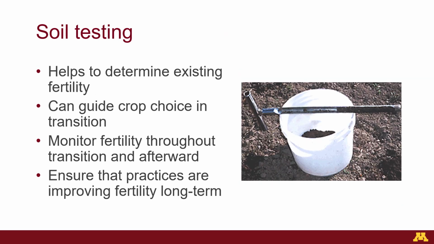Soil testing is a valuable guide during transition. This picture shows a soil probe, a tool to collect soil samples, and a bucket to collect soil. Soil tests will help you determine the baseline fertility that you are starting from, both in terms of nutrient levels and organic matter. With these test results in hand, you can choose crops that are suited to your soil's nutrient levels and will contribute to building organic matter. You can continue to monitor soil fertility by testing throughout your transition and afterward to ensure that your practices are succeeding in improving fertility in the long term.